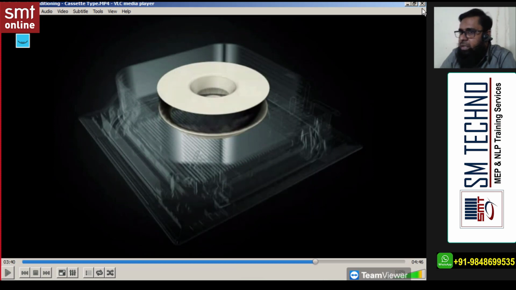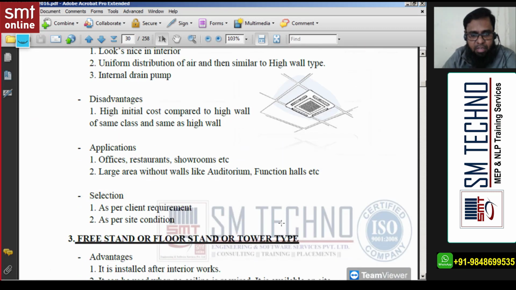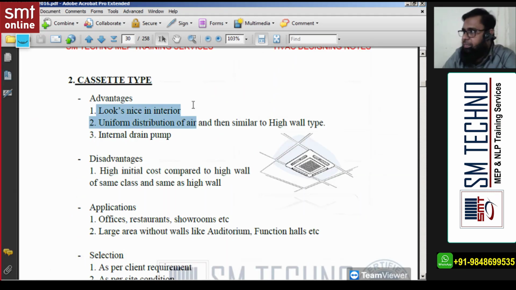Okay, so this is about cassette. Capacity is the same as high wall, but installation is ceiling suspended. So we have some advantages. What are those advantages? You'll find them in the notes. The first advantage is interior; it looks nice in the interior. And second is uniform distribution of air, because it's a ceiling suspended type, and it's like a diffuser. It will supply the air to 4 sides. Compared with the high wall, in high wall the distribution of air is poor, only one side flow. But here, uniform distribution of air. The remaining are the same as high wall.